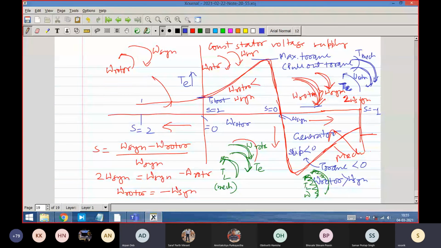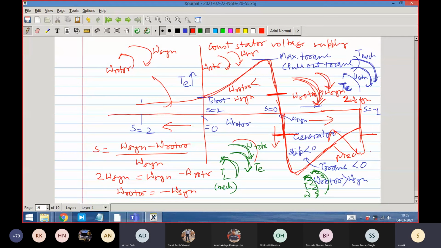Slip zero or not depends upon the operating point. What is the load? How much is the mechanical power? If you want to generate this amount of mechanical power, you will be operating here, as the electromagnetic torque was there. That means your mechanical speed will be slightly higher than the synchronous speed.